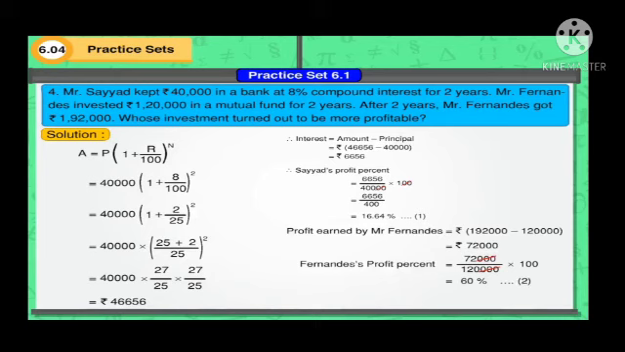Now looking at statements 1 and 2, we get that Mr. Fernandez's investment is more profitable.